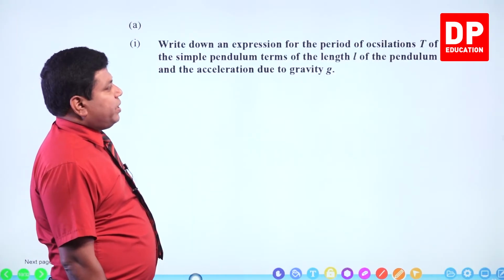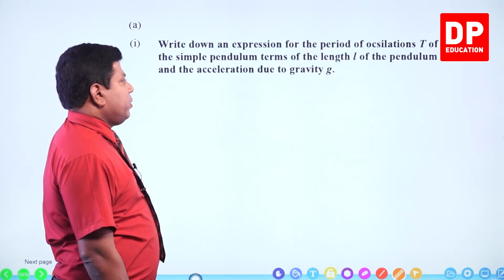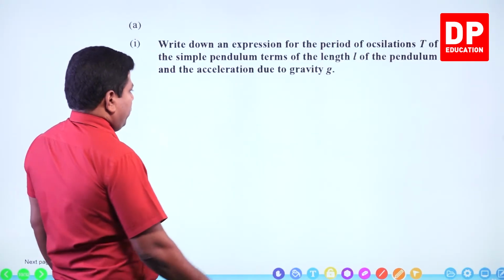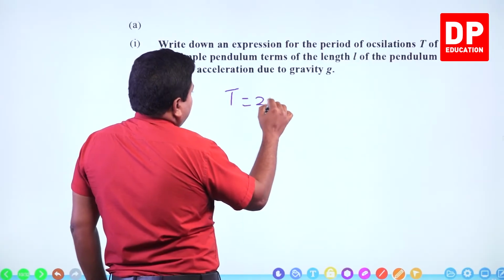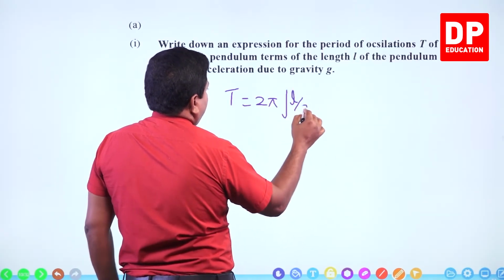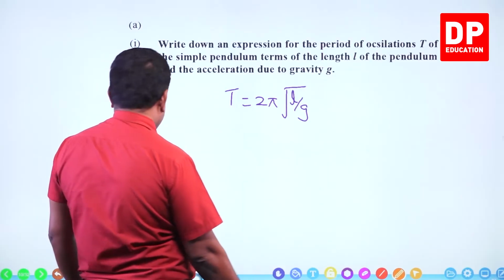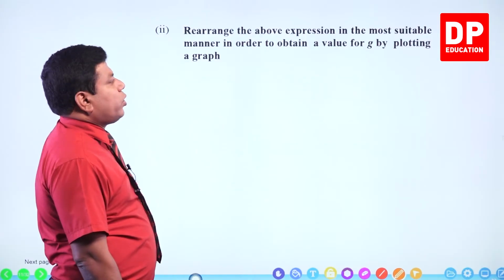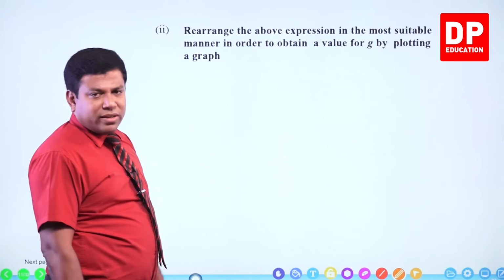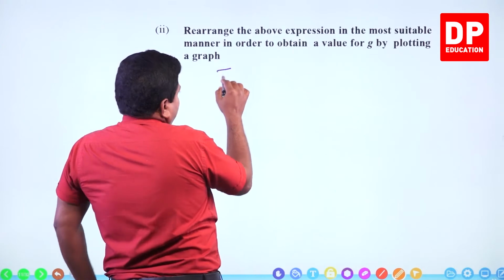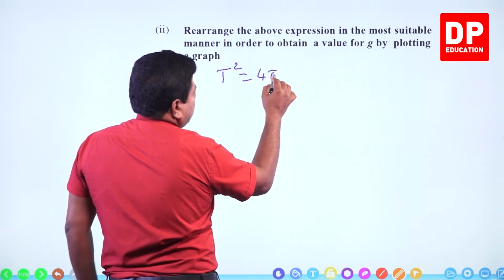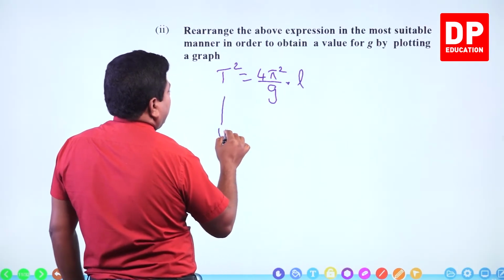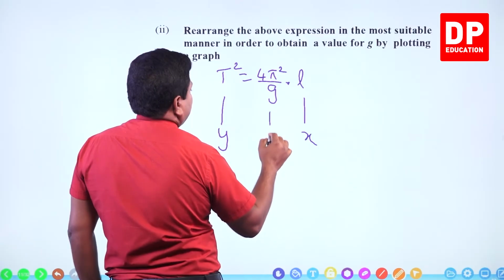Write down an expression for the period of oscillations T of the simple pendulum in terms of the length L of the pendulum and the acceleration due to gravity. We all know that is a giveaway question, so simple: 2 pi square root of L over g. 1 mark, so easy. Rearrange the above expression in the most suitable manner in order to obtain a value for g by plotting the graph. Again, another simple one: T squared is going to be 4 pi squared over g into L. This is going to be Y, this is going to be X, this will be M.